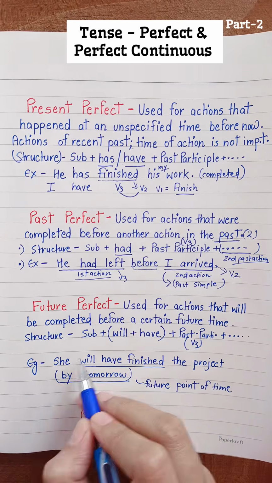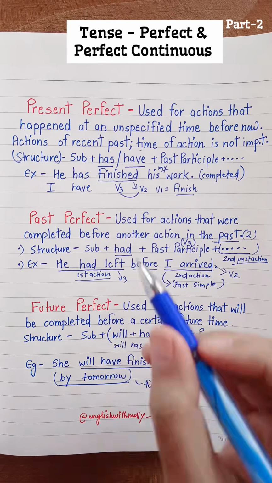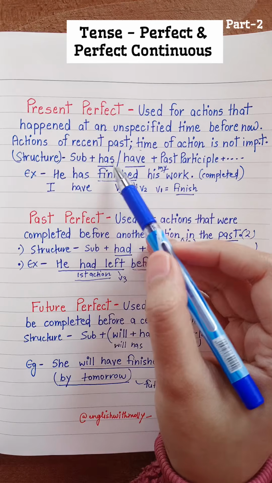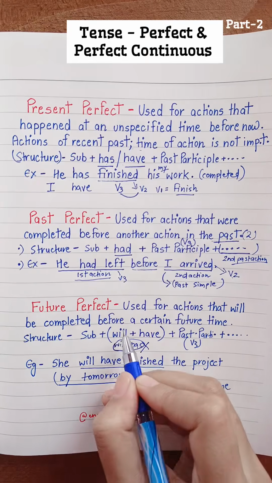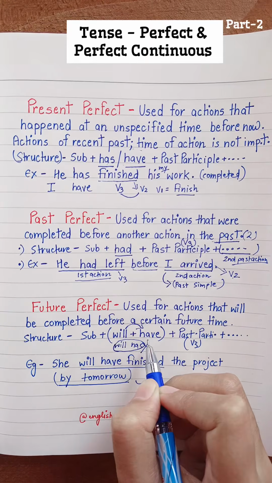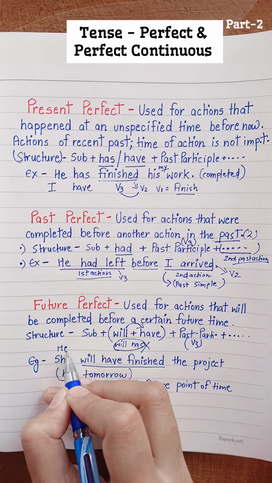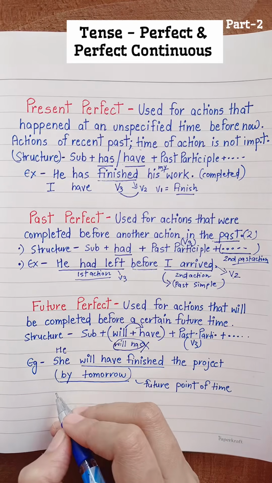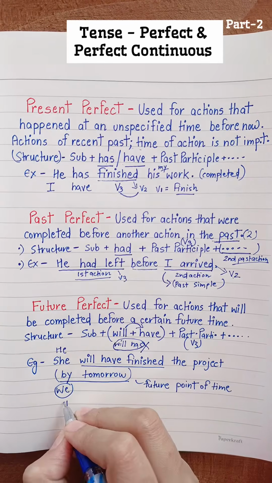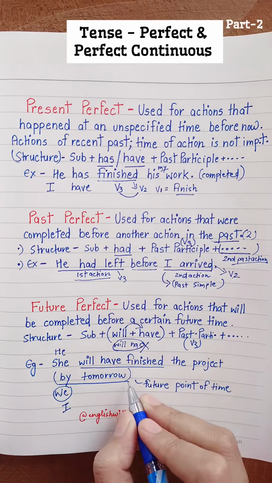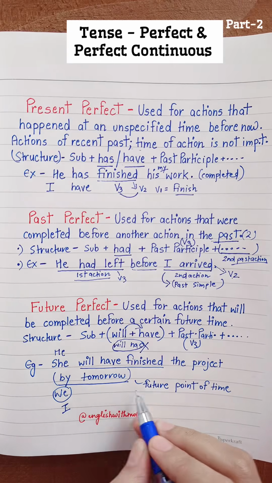Also, keep in mind that here there's no need to change have or has as we did in present perfect tense. Keep in mind that with future perfect tense, we always take will have with all the subjects. Suppose if we change the subject to he, then it should be he will have finished the project by tomorrow, or we will have finished the project by tomorrow. The structure is going to remain the same. Will have finished. This is all about future perfect tense.